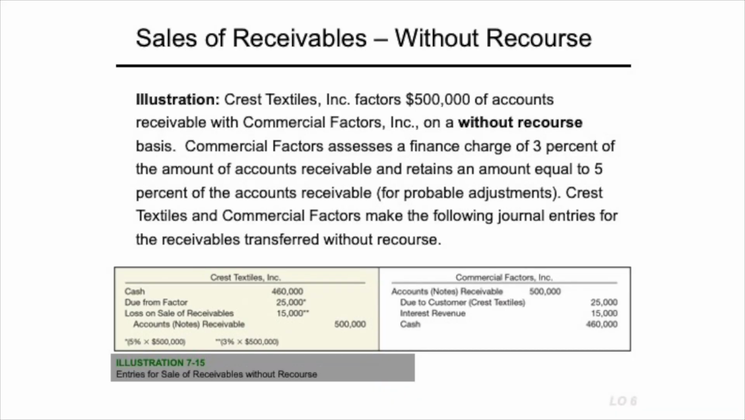In a case when we have a sale of receivables without recourse, let's say we have Crest Textiles. They factor $500,000 of accounts receivable with Commercial Factors, Inc. on a without recourse basis. Now, Commercial Factors assesses a finance charge of 3% of the amount of the accounts receivable and retains an amount equal to 5% of the accounts receivable for probable adjustments. Crest Textiles and Commercial Factors make the following journal entries.